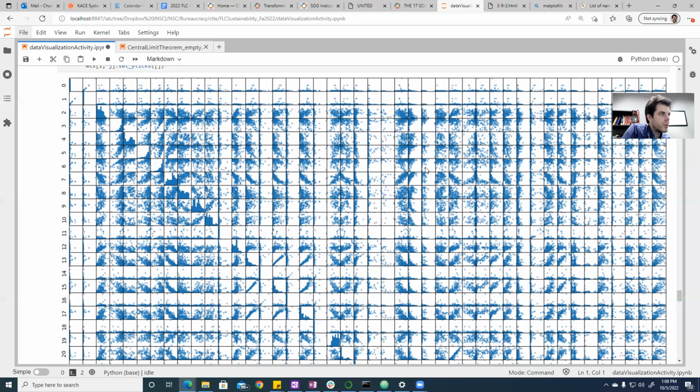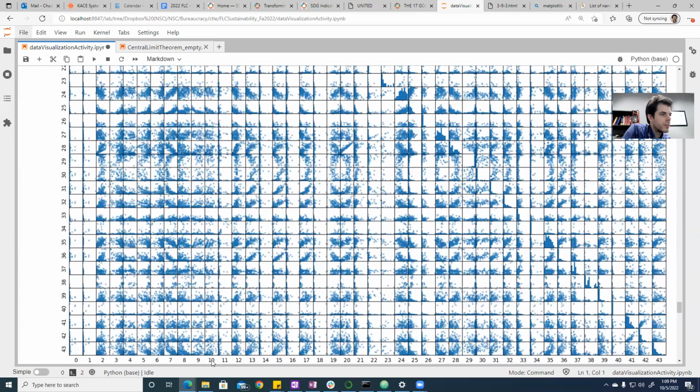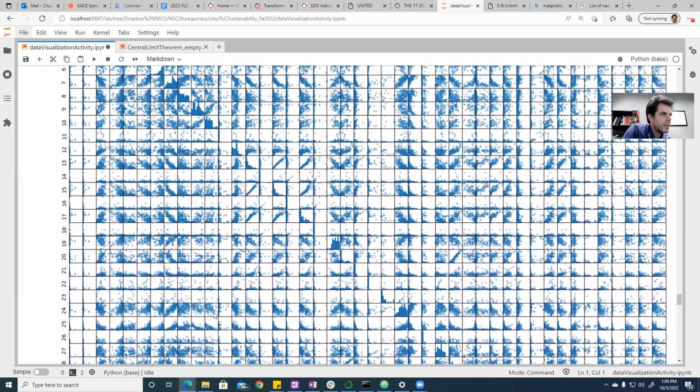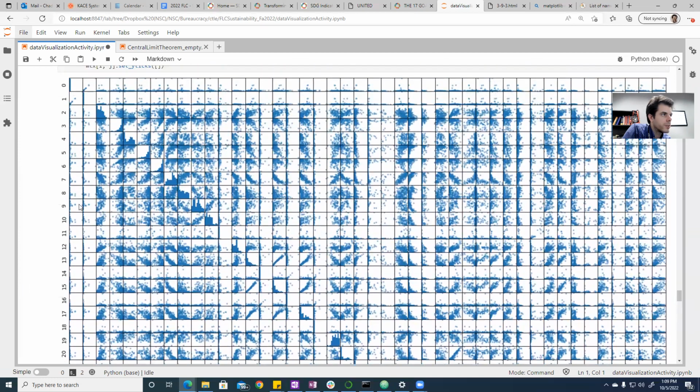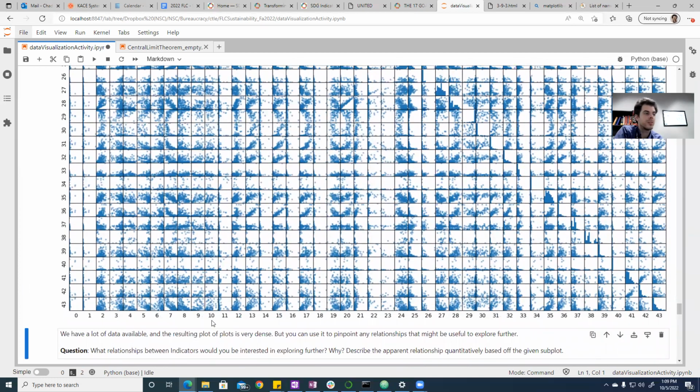So try picking one, right? You can look at the row and column, and this will give you the indicator that you'd like to try looking at further later. So we could look at 9 against 10, for instance. That might be an interesting one to look at.